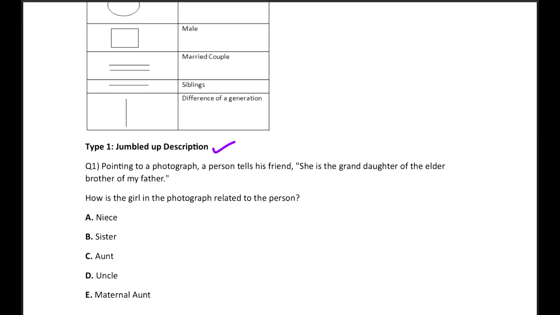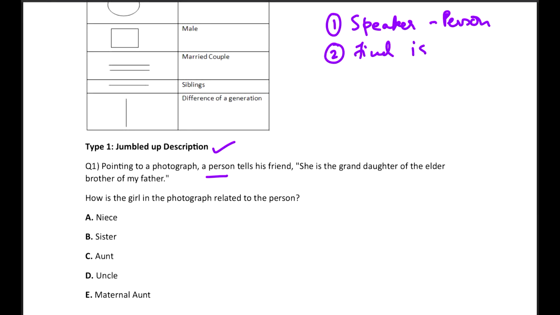The best way to solve a jumbled up description is, please note, step number one: identify who the speaker is in the question. Currently I can see that the speaker is the person in the question. The second step is to find the word "is". "Is" is always equal to. That means there are two relationships, one on the LHS and one on the RHS, that is left hand side and right hand side. This denotes the understanding between the two. Here, "she is" means the girl in the photograph. So the girl is equal to some relationship.